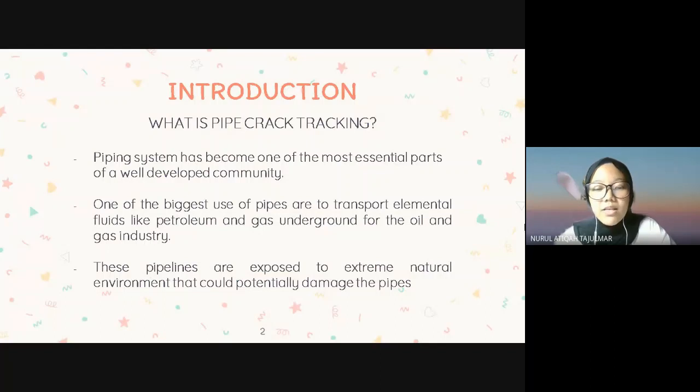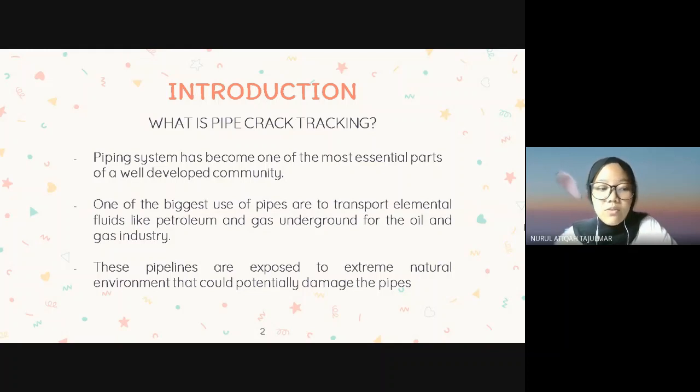The piping system has become one of the most essential parts of a well-developed community. When we talk about pipes, the most general use that people can imagine is the one that connects water or fluids from one place to another. The most common example is the water pipes that we have at home. These pipes connect our sink or our shower to the water source, and also transport our waste product from our toilet to the water treatment center.